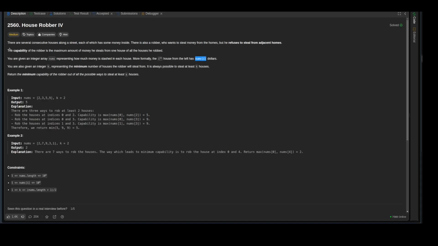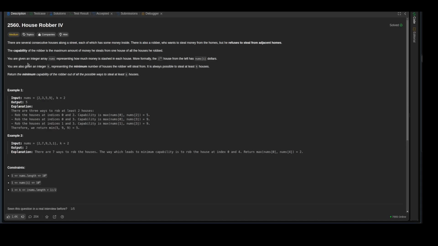So there's something called the capability of the robber, which is the maximum amount of money that the robber has stolen from a particular house out of all the houses he has stolen. Let's say here there are four houses. If he has stolen two houses, let me say the second and the fourth house, then the capability for such a robbery is 9, because 9 is the maximum among all the money present in the houses which are stolen.